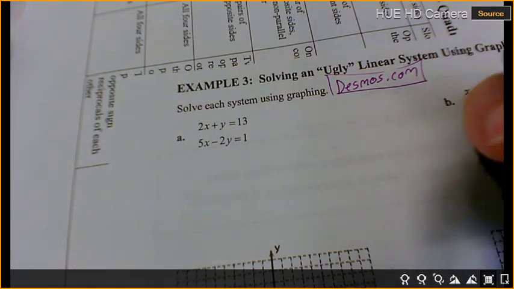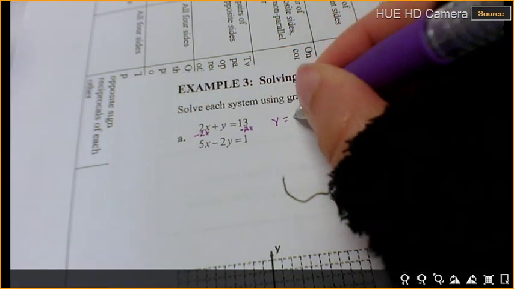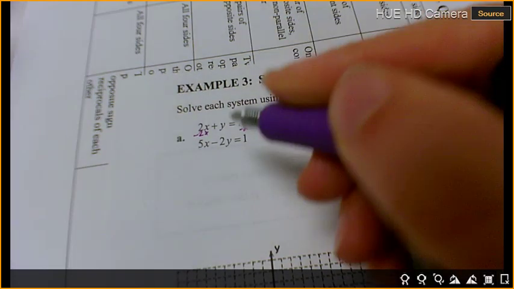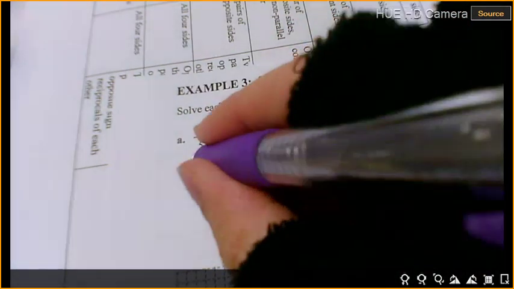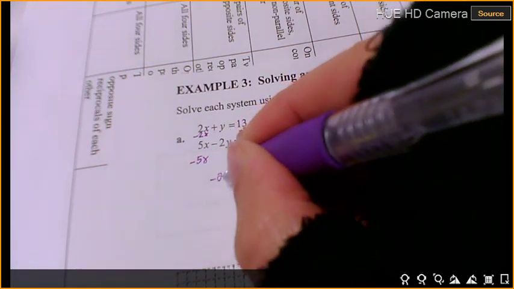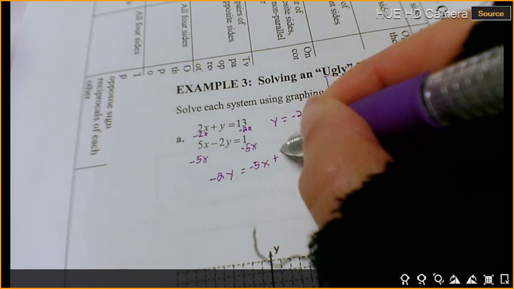Okay, so for A, I'm going to subtract 2x from both sides. Y equals negative 2x plus 13. Okay, for this other one, I'm going to actually solve both first before we do it. I'm going to subtract 5x from both sides, and I get negative 2y equals negative 5x plus 1.